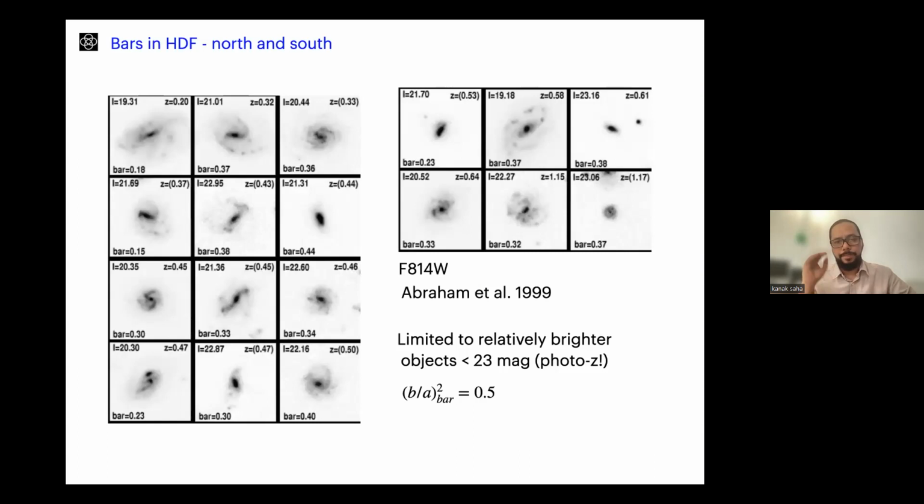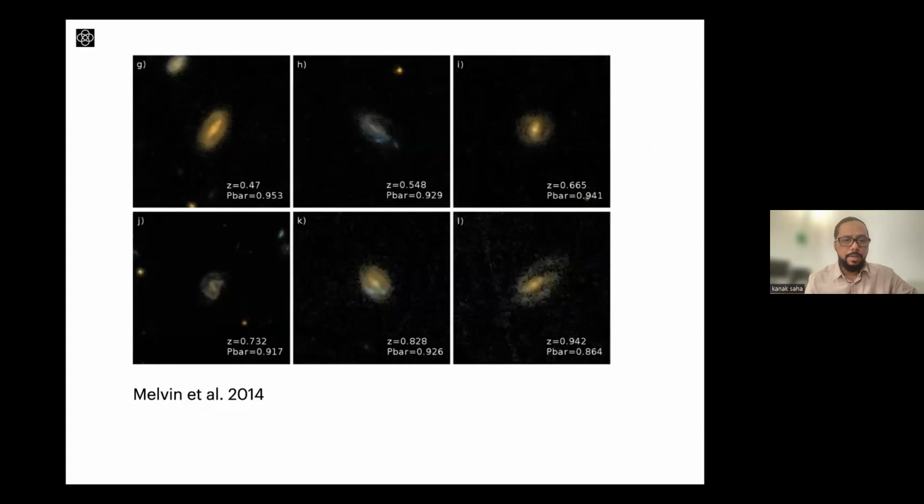From this, you can already understand that the bar existed even at redshift 1. And now a much cleaner way of looking at it from the observations: it's also going up to redshift 1, and there are clear and much higher resolution images available showing the existence of the bar at even higher redshift.